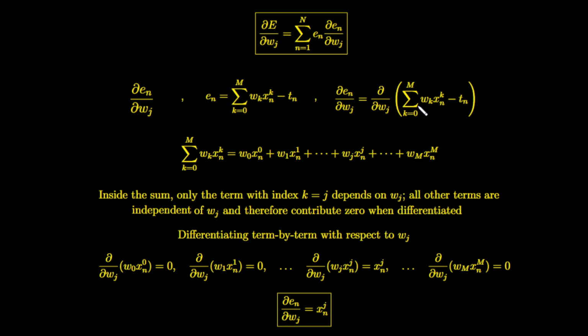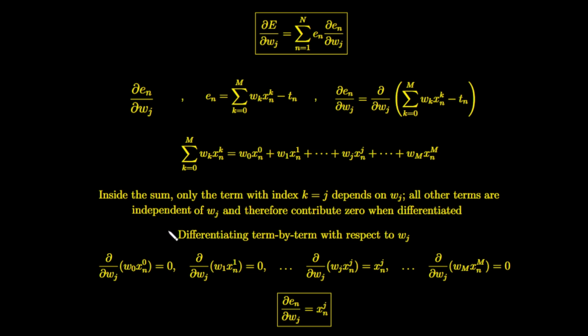Now if we perform this differentiation, again we could take the partial by partial wj inside the summation and do the differentiation first and then do the summation. It doesn't matter which order we do it in. But the thing to notice here is that inside this sum, the only terms with the index k equal to j will depend on wj. So all other terms are independent of wj. So it means that they're all going to contribute 0 whenever they're differentiated.